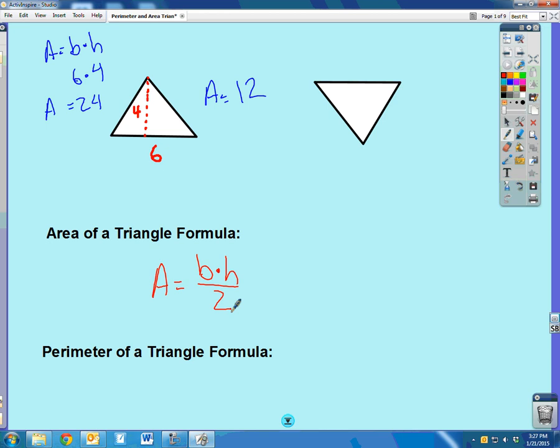The perimeter of a triangle, there really isn't a formula for the perimeter of a triangle. If you really want one, it's side 1 plus side 2 plus side 3. Pretty complicated. But you add the 3 sides together. That's it. So there's really no formula for the perimeter of a triangle.